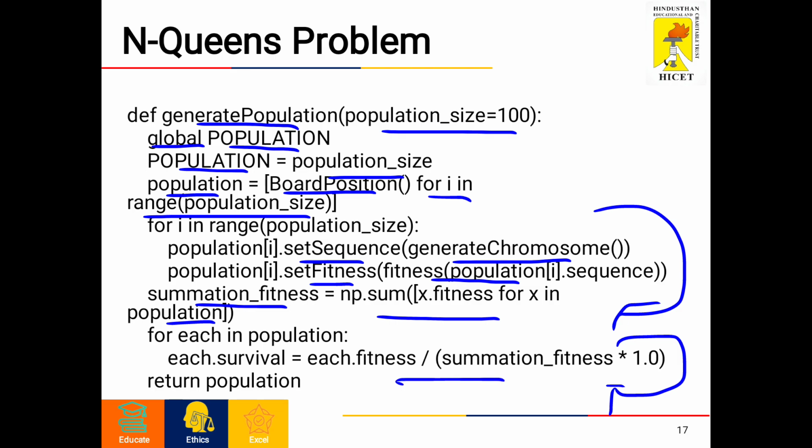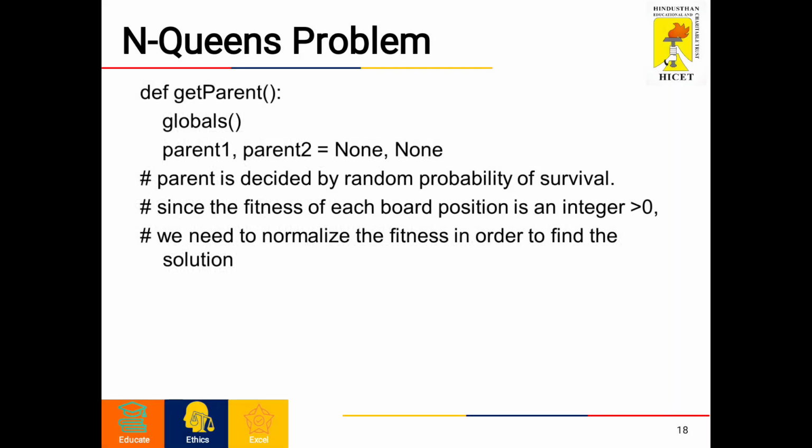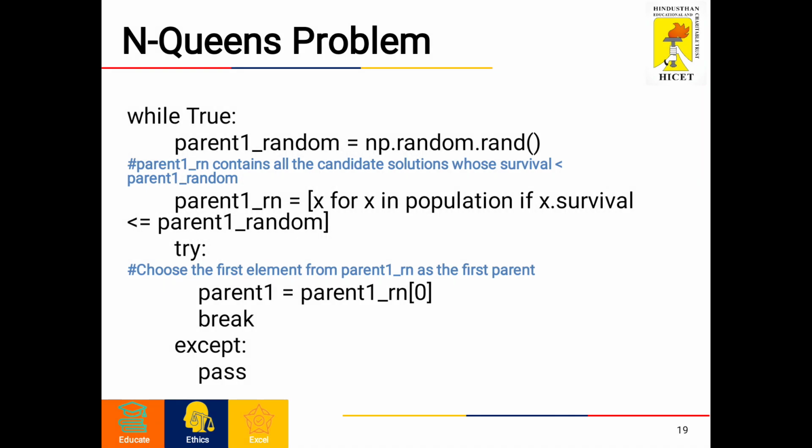So fitness divided by summation fitness will be the value assigned to each individual as survival, and then the population will be returned. Next is get parent, where we are going to get the parents. Parent 1 and parent 2 are initialized to None. Now we have to choose parent 1 and parent 2, so this gets iterated until we choose parent 1.